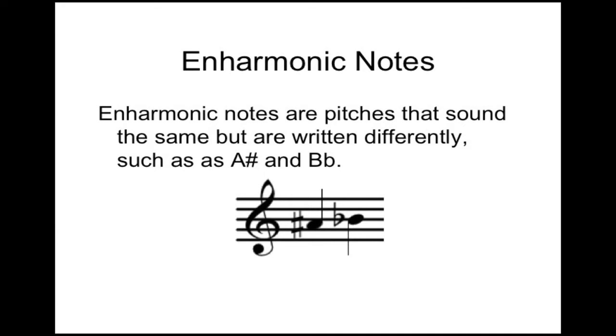Notes having 2 names are considered to be enharmonic notes. Stated another way, enharmonic notes are individual notes that sound the same but are spelled differently. If you look at the music on the screen, you will see that an A sharp and a B flat look different on the musical staff, but when played they sound the same pitch, and they appear the same on the piano keyboard.